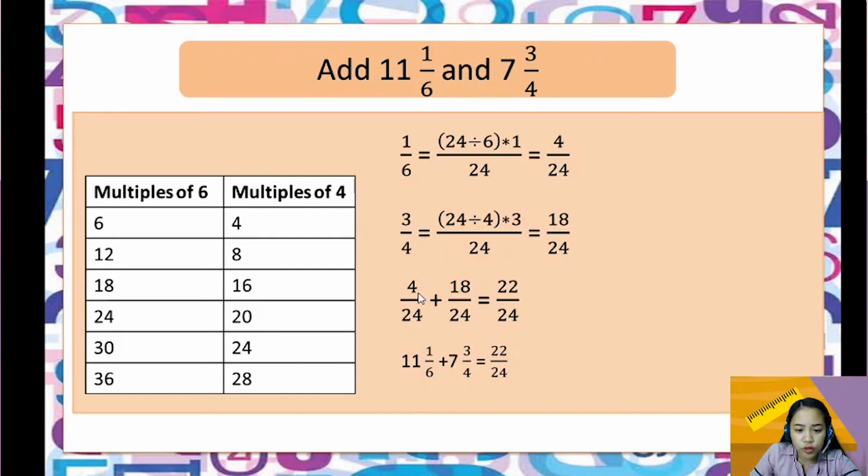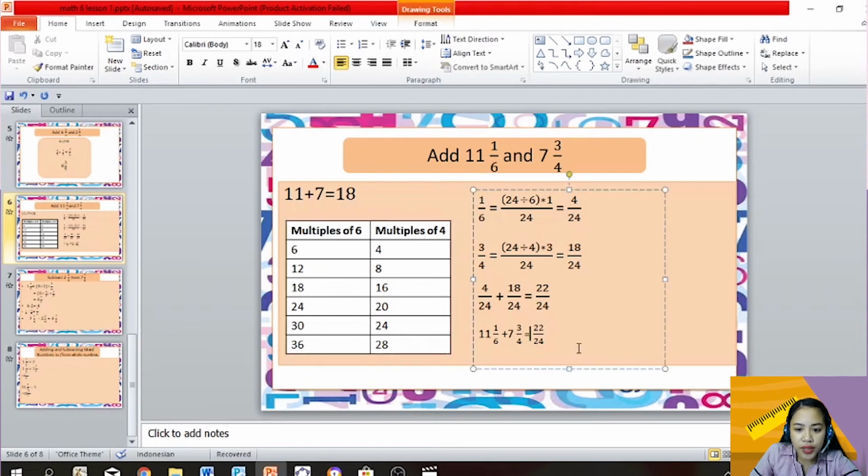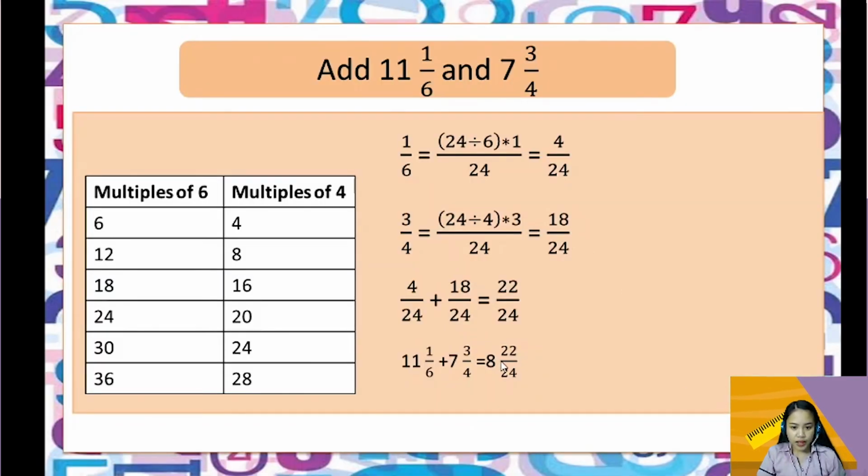Yung numerator, 4 plus 18 is equal to 22. Tapos, yung whole number, we have 11 plus 7. So, meron tayong 18 and 22 over 24. Ito na yung sagot natin for that example.